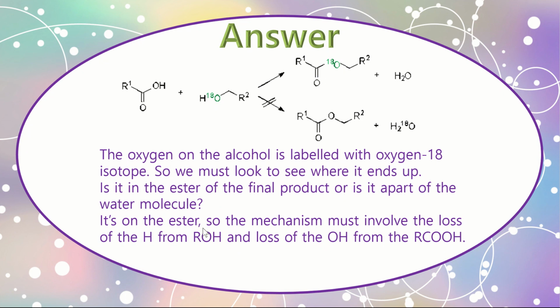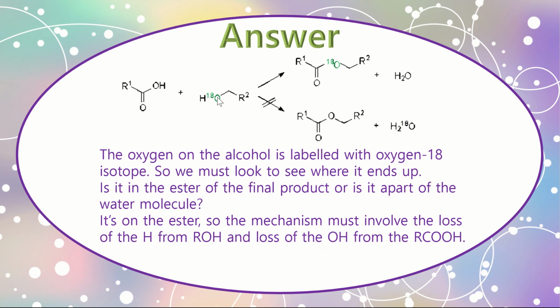So it's on the ester. So the mechanism must involve the loss of the hydrogen from the alcohol. So the mechanism must show that this hydrogen was lost, and the mechanism must also show the loss of the OH from the carboxylic acid, from here, this is COOH. So the mechanism must show the loss of this hydrogen and this OH, right?